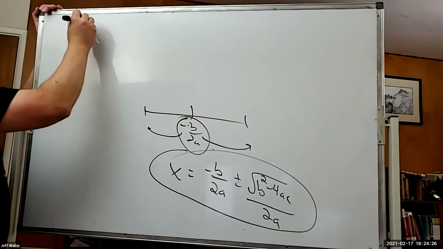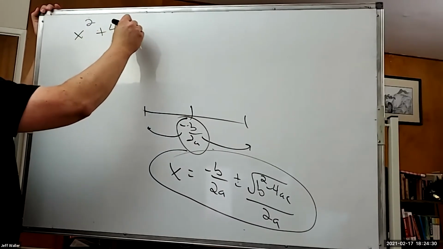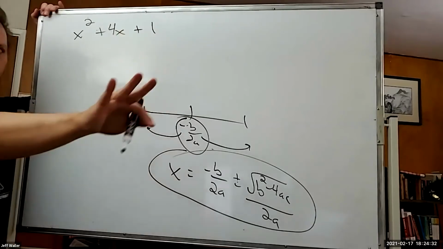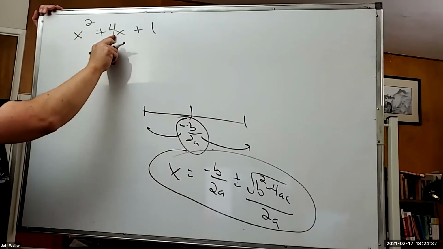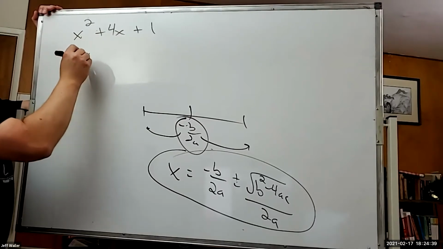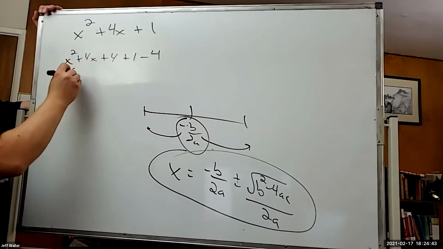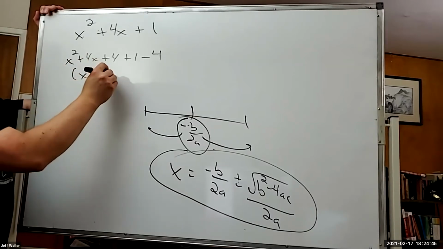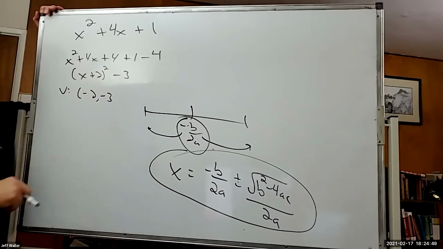So real quick, if I had x squared plus 4x plus 1. So go with me for a minute. I'm going to do this a little fast, so I would cut this in half and square it. So that would be add 4, so I'd have to subtract 4. This would be x plus 2 squared minus 3, so the vertex would be -2, -3.